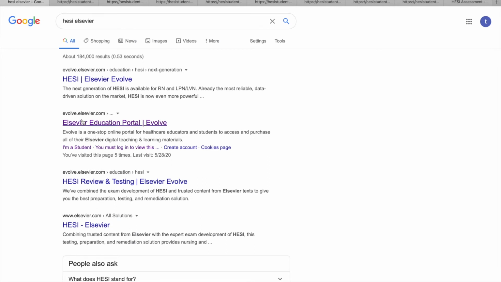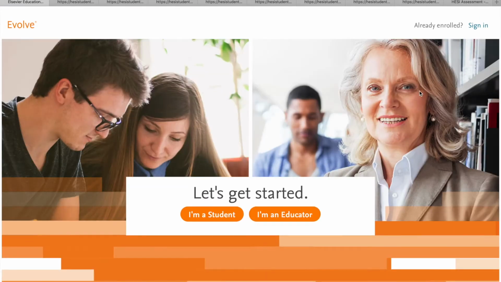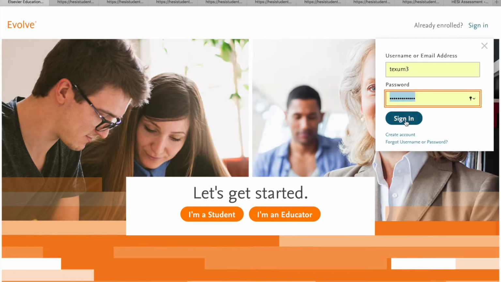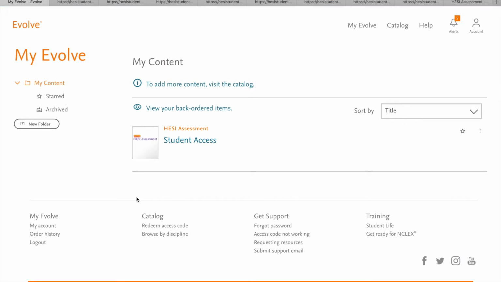You're going to go to evolve.elsevier.com, click here, go to the portal. Whenever you took your HESI exam, you should have signed up and made a username and password. So we're going to go back here to sign in with your information. I have 2 accounts because I've taken the test 5 times total and I forgot my original information. Go to Student Access.